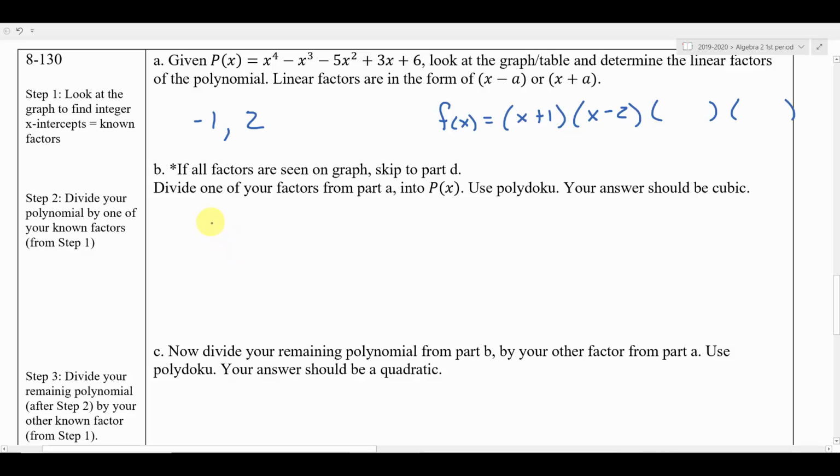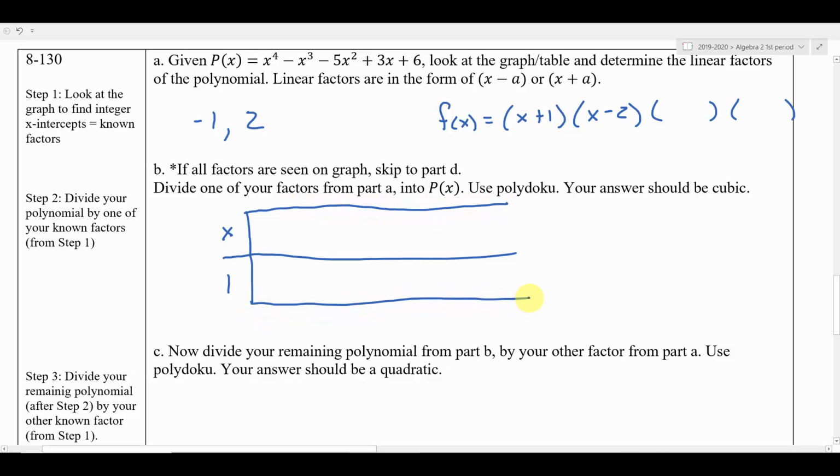We're going to set up a PolyDoku here. So I'm going to say x plus 1. So I'm going to draw this out. See what happens here. It takes a little bit of practice to draw these out. And then the x to the 4th minus x to the 3rd minus 5x squared, that's going to get lined up down here at the bottom. So you have to recall that from our previous lessons. Okay, so x to the 4th minus x to the 3rd minus 5x squared plus 3x plus 6.